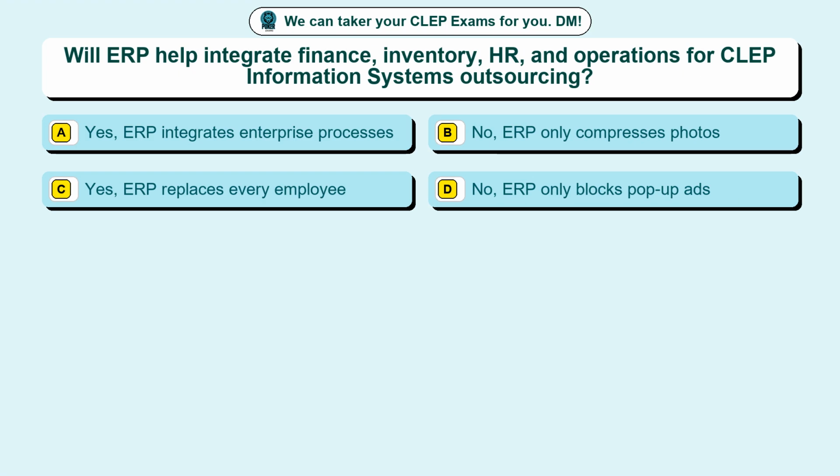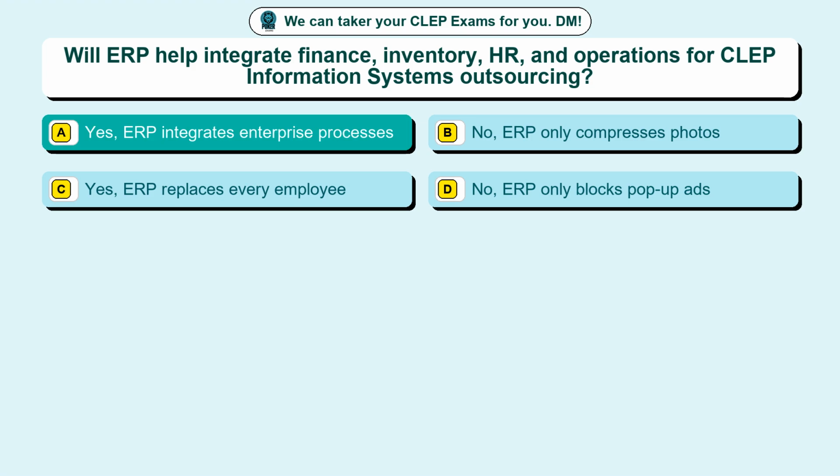Question 14. Will ERP help integrate finance, inventory, HR, and operations for CLEP Information Systems outsourcing? Option A. Yes, ERP integrates enterprise processes. Option B. No, ERP only compresses photos. Option C. Yes, ERP replaces every employee. Option D. No, ERP only blocks pop-up ads. The correct answer is option A.